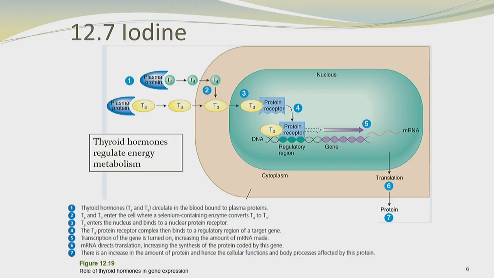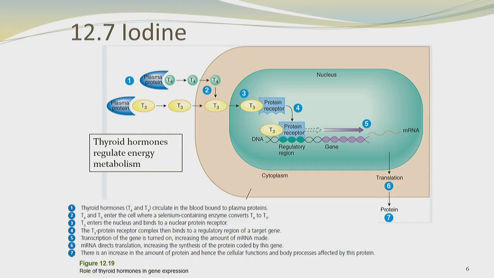Okay. So just wanted to point out a few things that we're seeing here, and it's shown on the slide, but just wanted to highlight that. And so we talked about thyroid hormones. These are T4 and T3. They typically do circulate in the blood, bound to a plasma protein. And so we can see that being indicated here in step 1, where you have T4 being attached to the plasma protein. Okay.